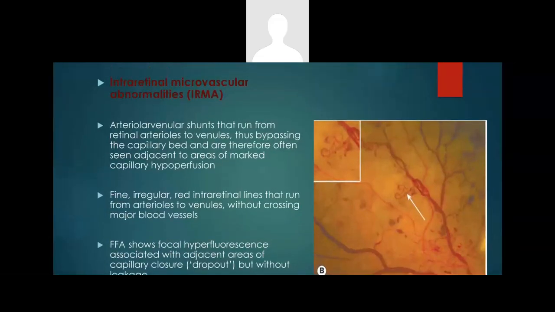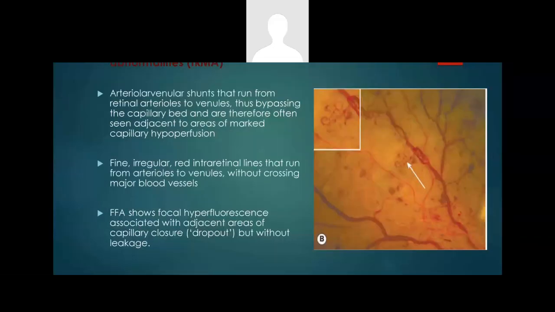Now coming to the IRMA, that is intraretinal microvascular abnormalities. These are arteriovenular shunts that run from the arterioles to venules, thus bypassing the capillary bed, and are therefore seen adjacent to the areas of marked capillary hypoperfusion. In the picture, as you see, there are 5 irregular red intraretinal lines that run from arterioles to venules. The main important point is that they do not cross the major blood vessel.